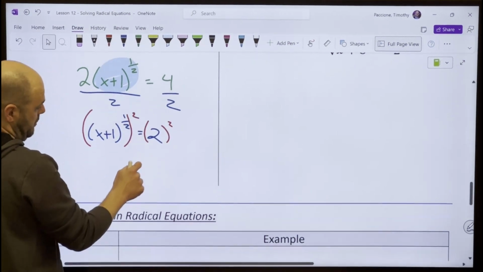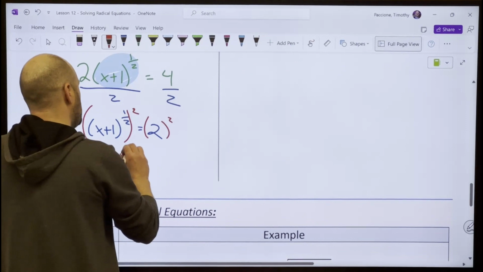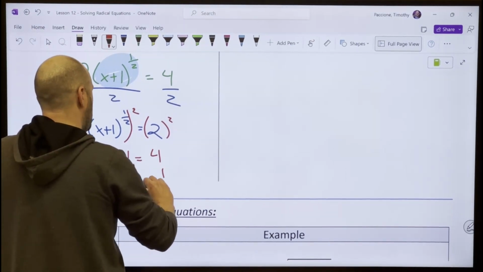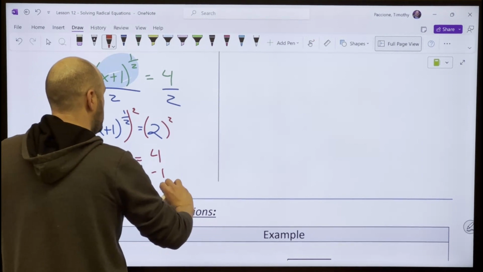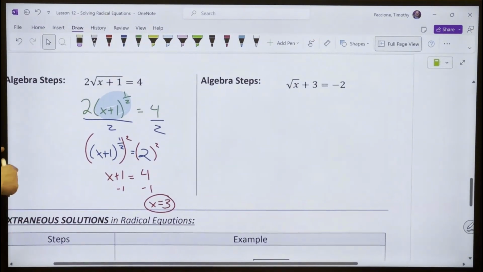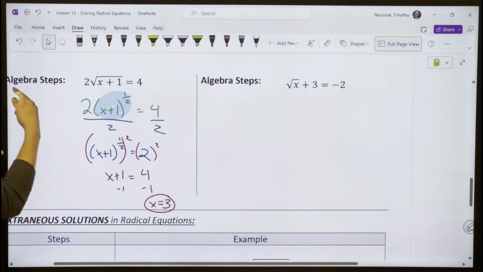Same way you get rid of a square root, by the way. I get x plus 1 equals 4, and then I subtract 1, and I get x equals 3. How do I know that's true? From the graph. Well, yeah, we just did it. This is the same equation. Also, I could plug it in.